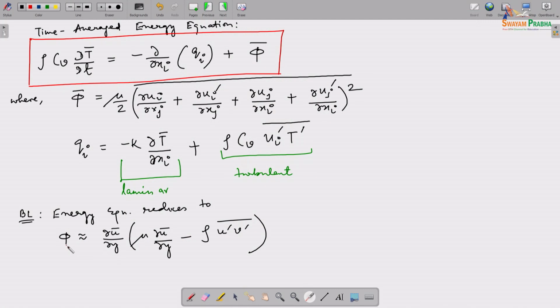Okay. So, therefore, the dominant velocity is essentially the u velocity, and its change in a direction perpendicular to it, which is y, is what is essentially being dominated here in the dissipation function. Okay. So, that is how it is different if I am considering a boundary layer.